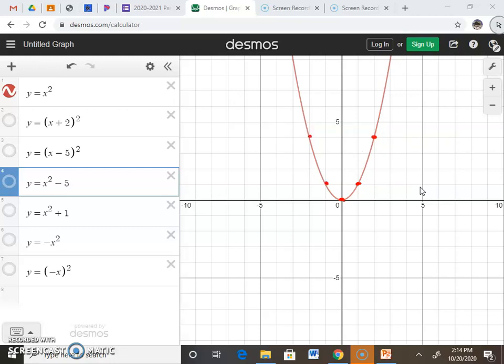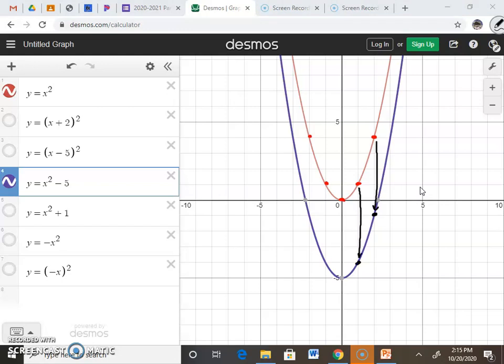Okay? Now what's going to happen when I do x squared minus 5? Oh. It looks like each of these points shifted down 5. Now if I think about that, that actually makes a little bit of sense, right? I have a negative, so if I have a negative, they move down 5. Each of the points move down 5 if I'm dealing with a negative.